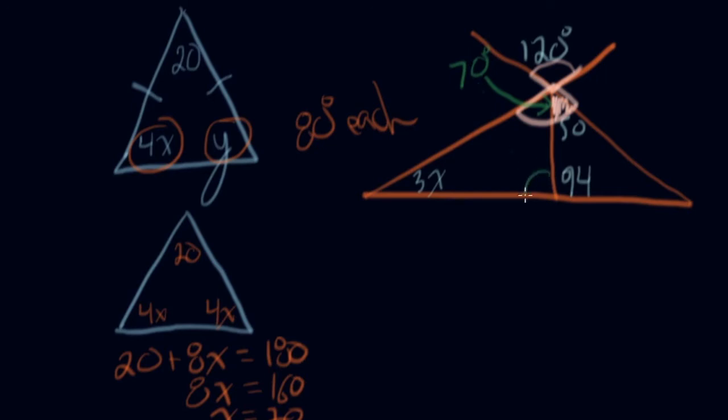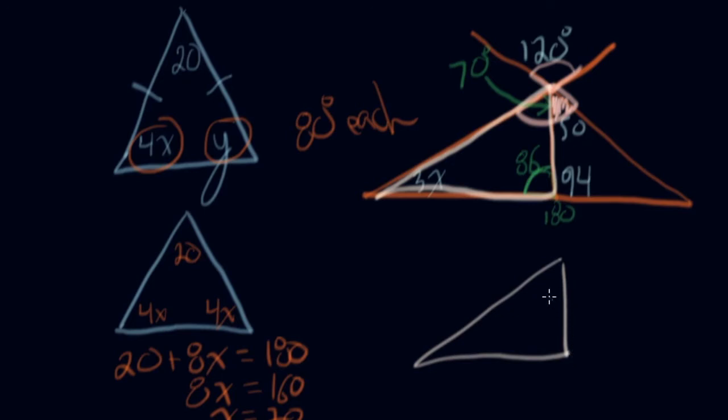And by straight line laws, 94 plus this green angle would have to equal 180. So to get there, that would have to be 86 degrees. Now you have a triangle that you know a lot about. This is 70, this is 86, and this is 3x. And you know that the entire triangle has to equal 180. So you would get 70 plus 86 plus 3x equals 180.